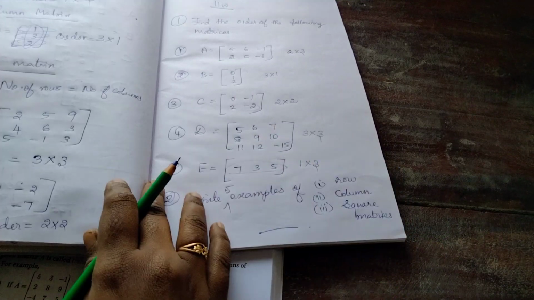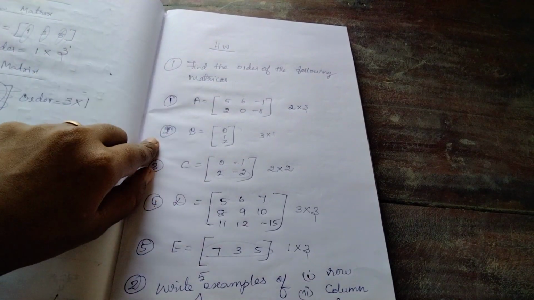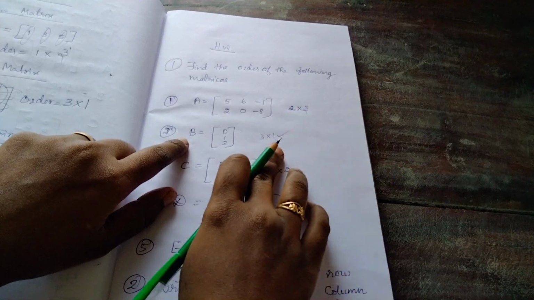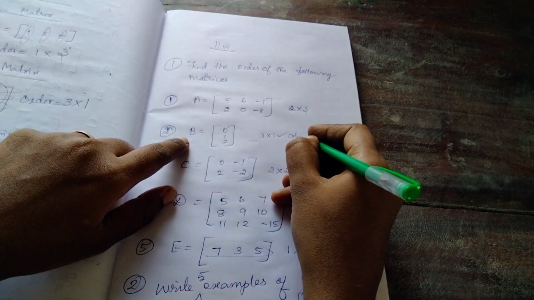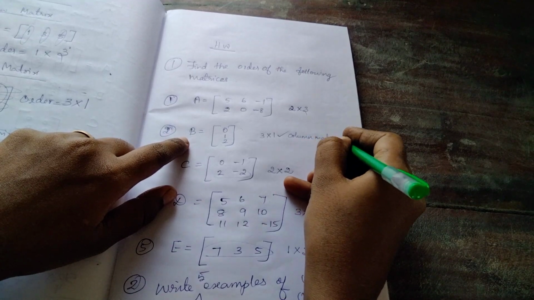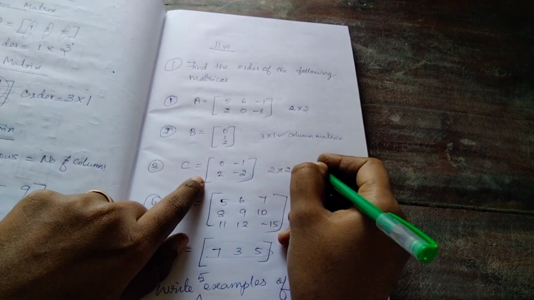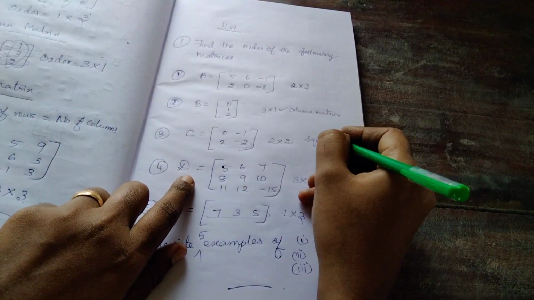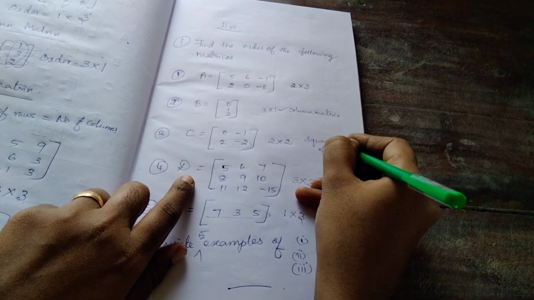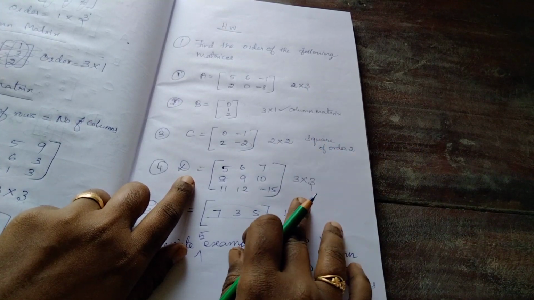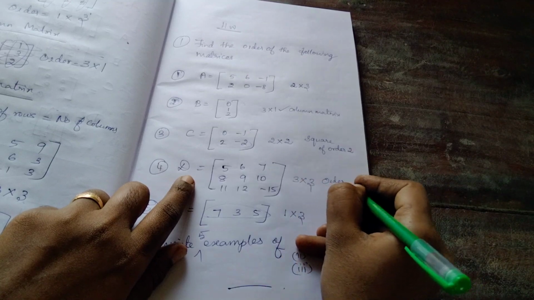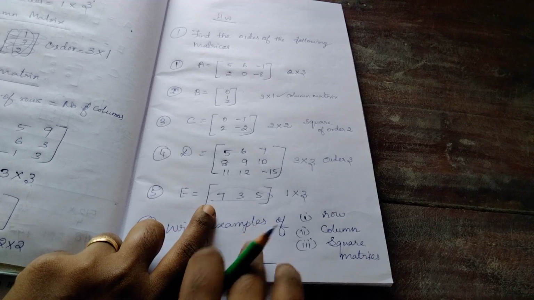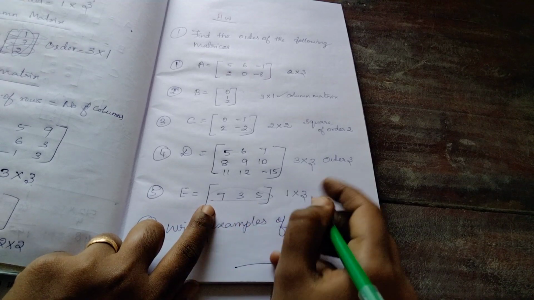3 columns are there. So here I have to specify the second one. This is column matrix or row matrix? This is column matrix. Since it has only one column, this is column matrix. And this one is a square matrix because the number of columns and the number of rows are equal. And this is also a square matrix of order 2. This is also a square matrix of order 3. This is a row matrix because it has only one row and some more number of columns. So we can consider it a row matrix.